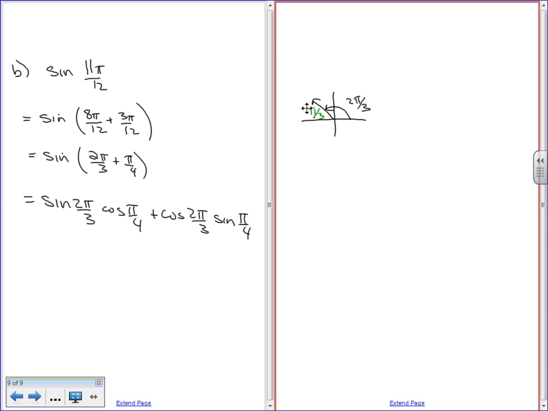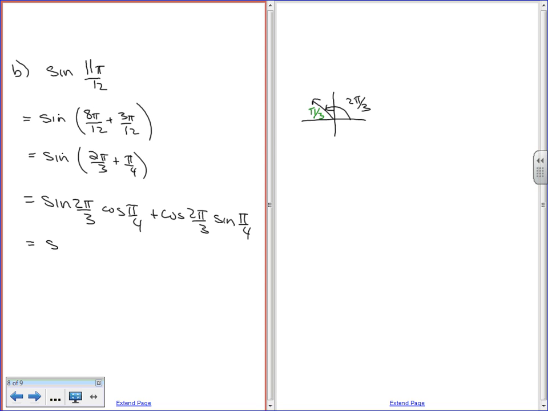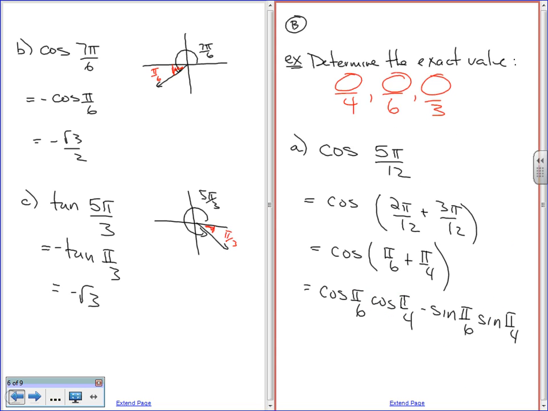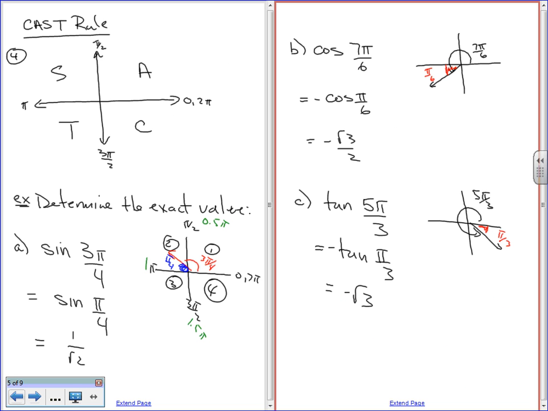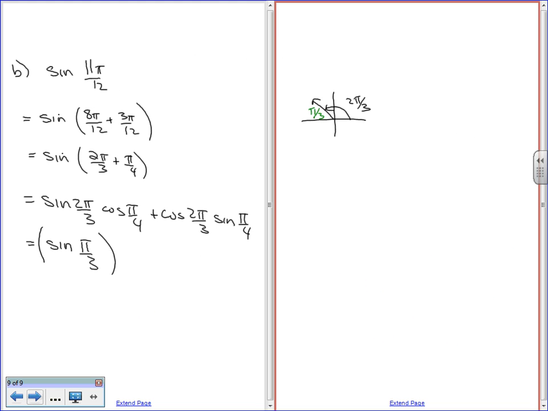So the sine of 2 pi over 3 is the exact same ratio as the sine of pi over 3. Now I have to decide whether it's positive or negative. Positive or negative? Right, because of the CAST rule, sine is positive up here in quadrant 2. So the sine of 2 pi over 3 becomes the sine of pi over 3.